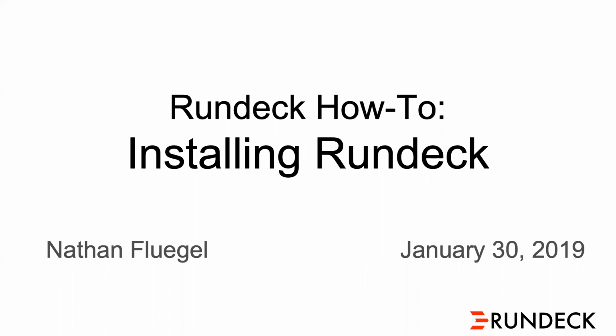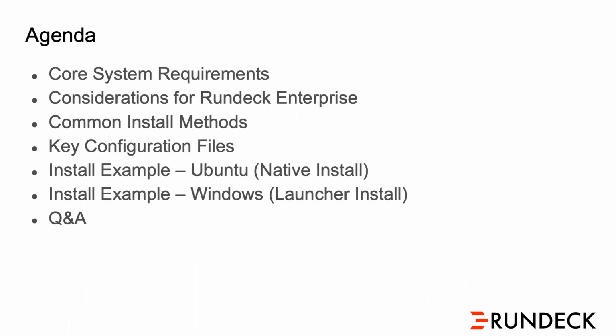That's what we're covering. Our general agenda is as follows. The first 4 topics here are general best practices and informational things: core system requirements, some considerations that are related specifically to Rundeck Enterprise, the common install methods, and key configuration files. In general, everything we're covering today is relevant whether you're using the community version or the enterprise version, but I'll call out a few specific cases where it's something that's enterprise specific.